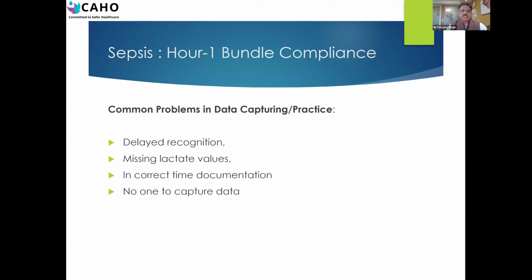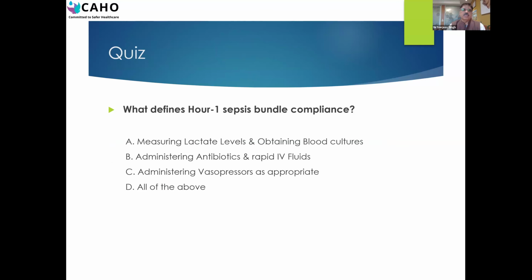So there are challenges with respect to this. Lactates are missing, incorrect documentation is there, and we don't know whose responsibility it is to capture. So what defines the 1 hour sepsis bundle? Basically all of the above, because lactates have to be there, the antibiotic has to be there, fluids and vasopressors have to be there.